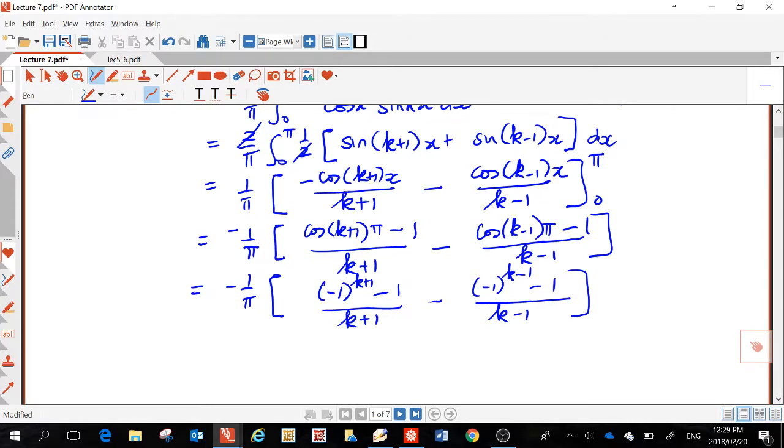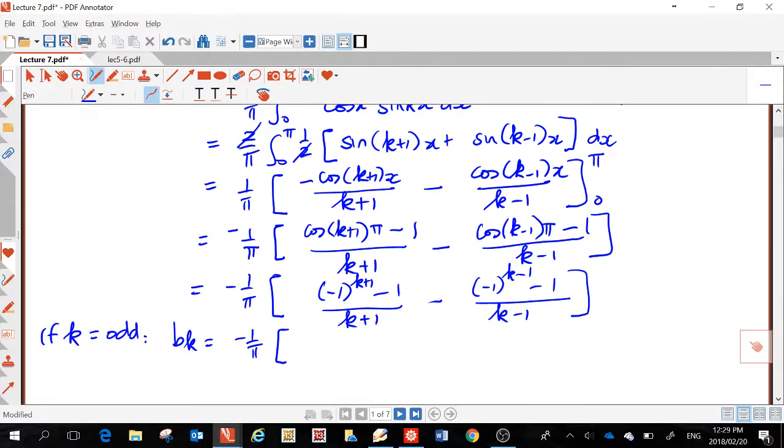So if I have cos of (k plus 1) pi, minus 1 to the k plus 1, it shifts it by 1. So the odd and even thing will take a different meaning now. If k is odd, okay, let's do odd first. If k is odd, then bk will be equal to minus 1 over pi.